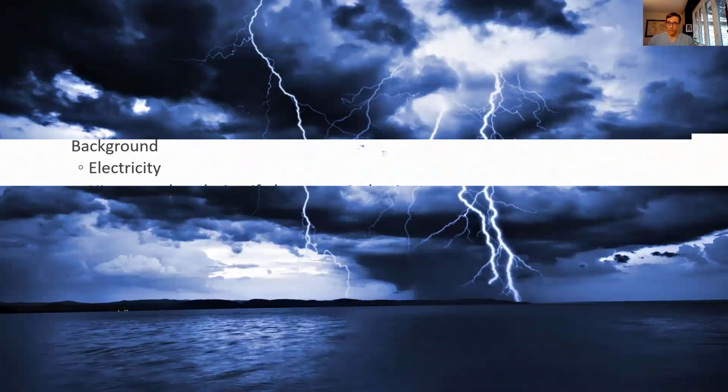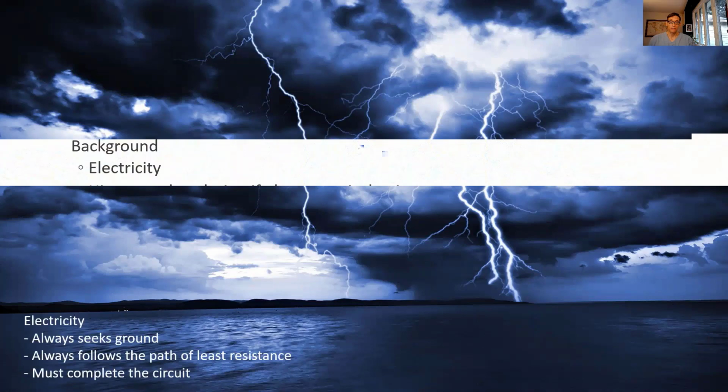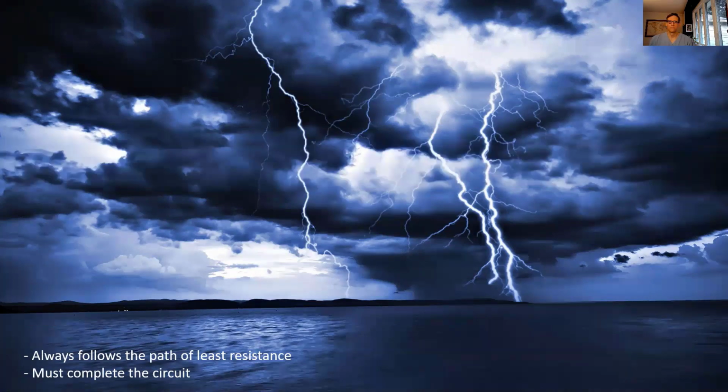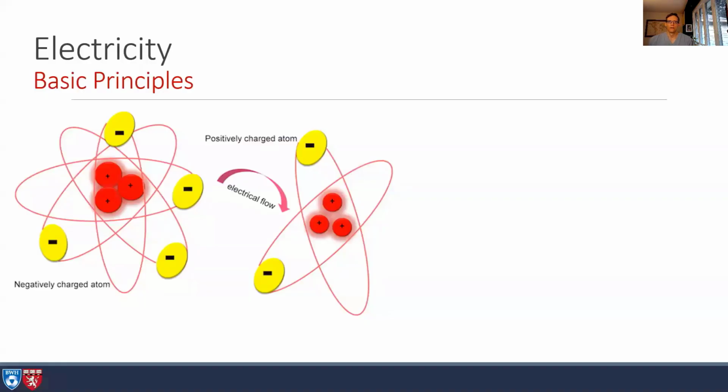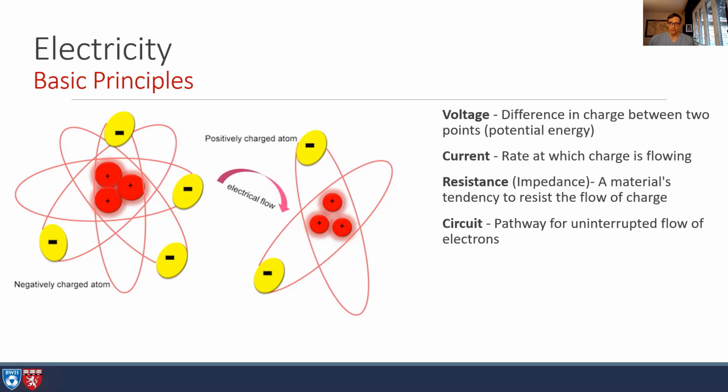So electricity, no matter where it is, in the sky, in the endoscopy room, in the OR, obeys a few basic principles. It always seeks the ground, it always follows the path of least resistance, and it must complete the circuit. The most basic definition of electricity is the flow of electrons from one atom to another. Essentially, we can harness this charge to do work. Some conductors are better at transmitting this flow than others, and the more free electrons a material has, the better it conducts.